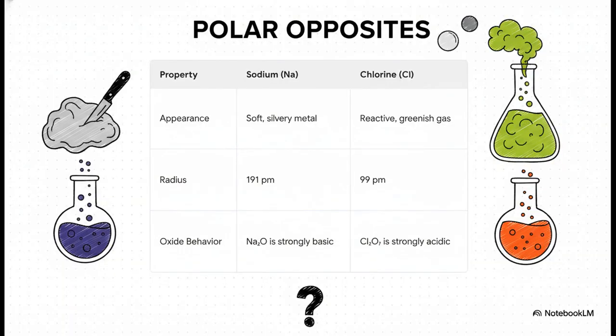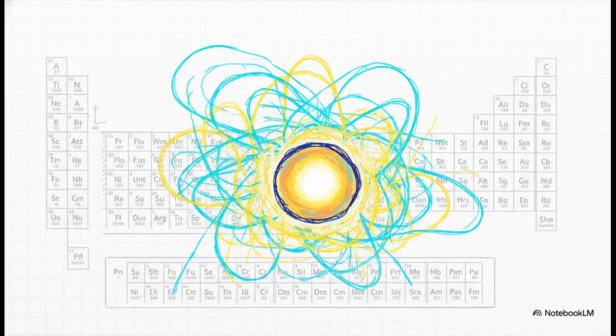Sodium is this soft, silvery metal you can cut with a butter knife. Chlorine, it's a super reactive, greenish gas. Even the compounds they make are opposites. Sodium's oxide is strongly basic, while chlorine's is strongly acidic. So what in the world is going on here? Well, it turns out there's a hidden force, a kind of fundamental rule that's running the whole show. And once you understand it, it explains not just sodium and chlorine, but pretty much every trend you can find on the table.